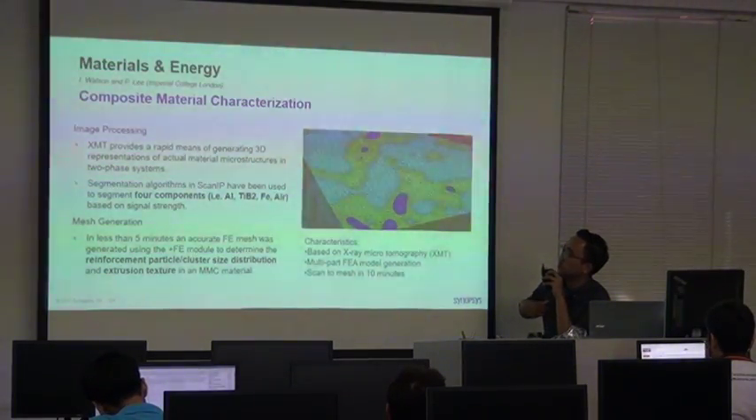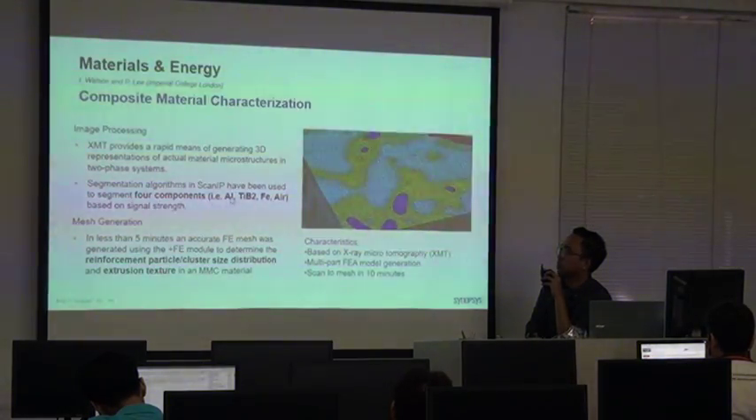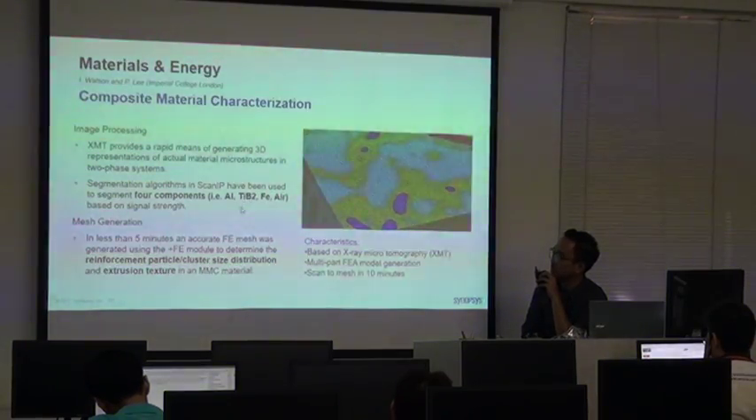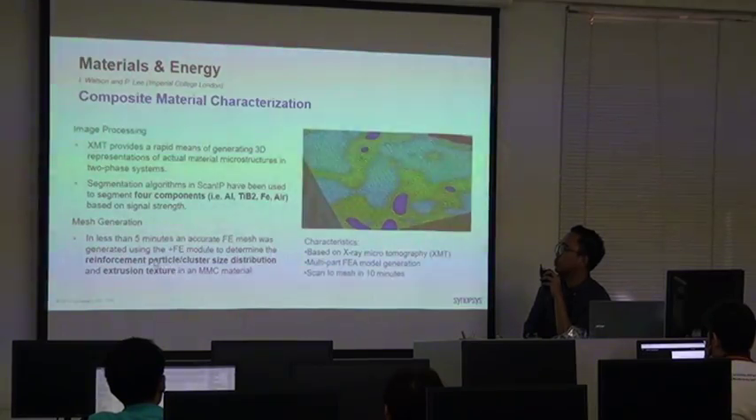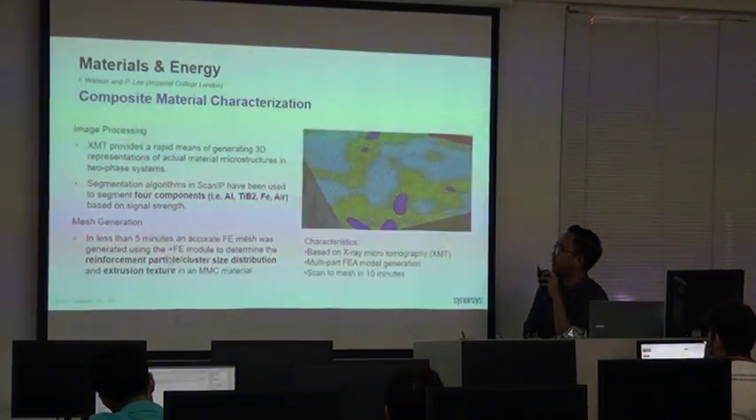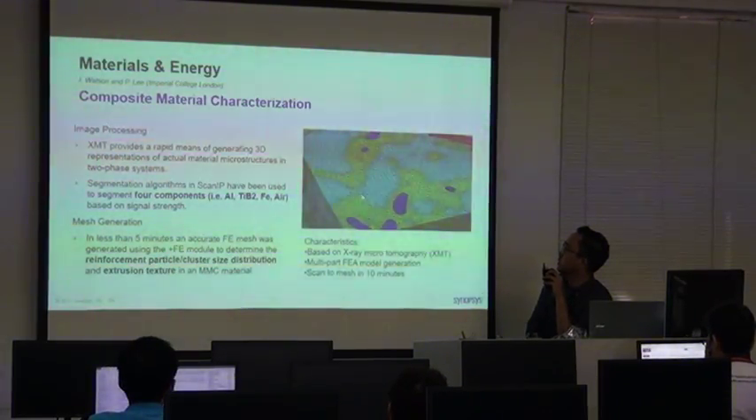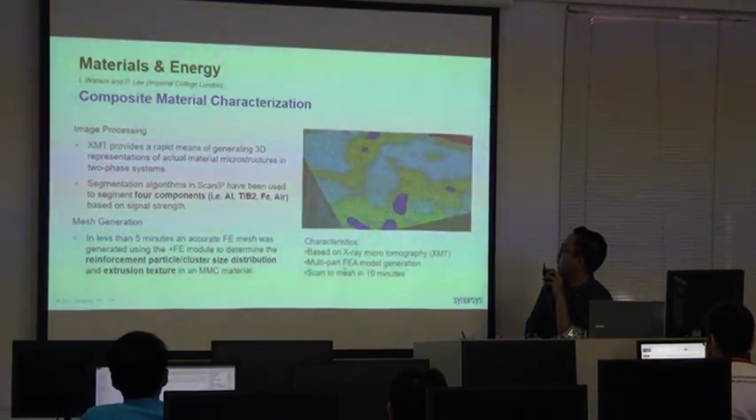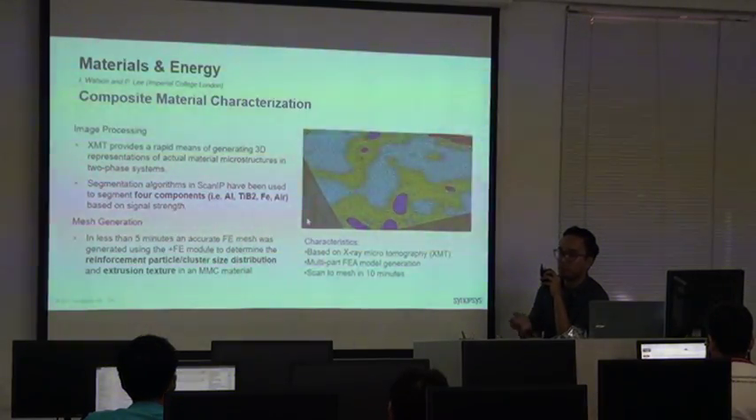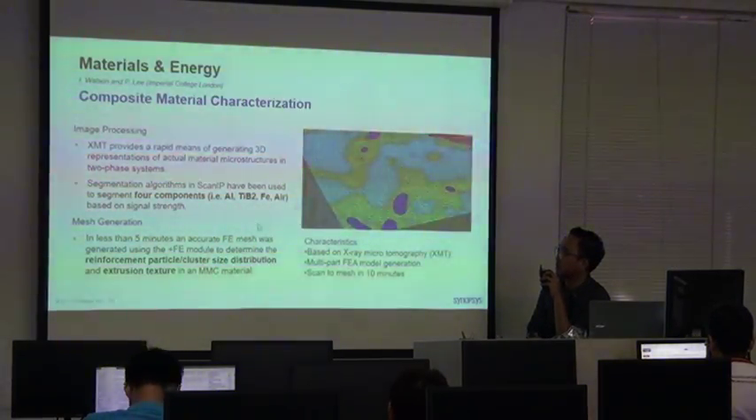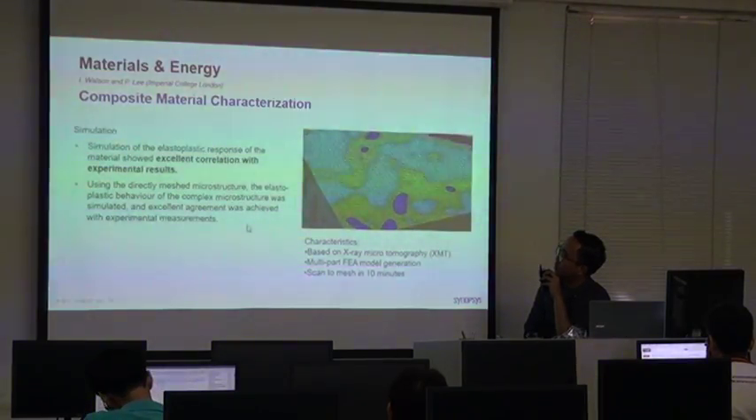So for this case example, they managed to segment 4 components: aluminium, film, ferrum, air. I don't know how to pronounce this. Alright, and then they use the FE mesh to do the meshing, as you can see here. This is the mesh that has been generated using the FE module, and then they export into FEA software to do the stress analysis or structural analysis of the material. Right.